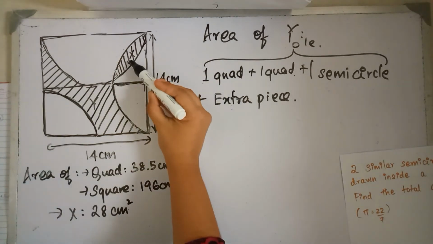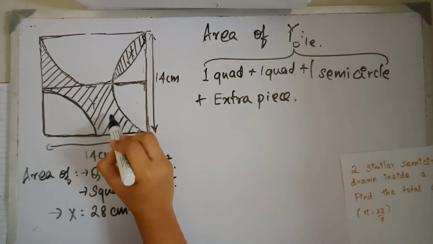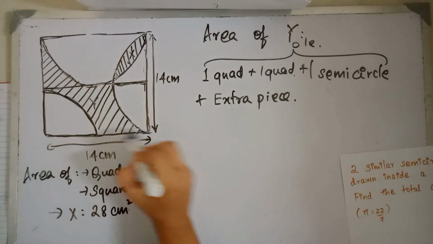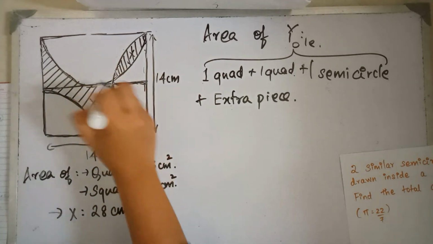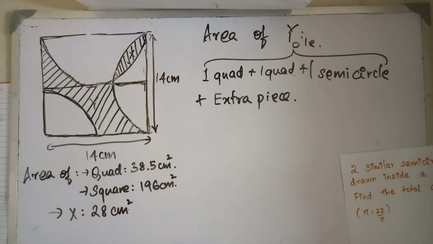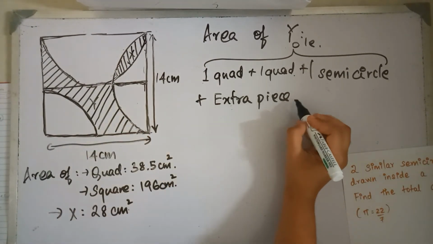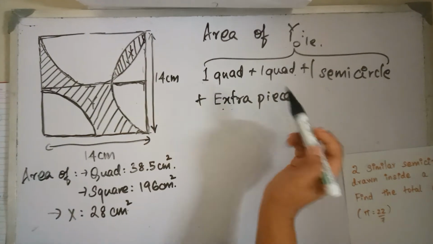We have found out the area of x. Now our only goal is to find out the area of y. So everything other than y should be taken into account. Only then we can subtract everything else from this square area and find out y. So let's now go ahead and find out what this equation is.